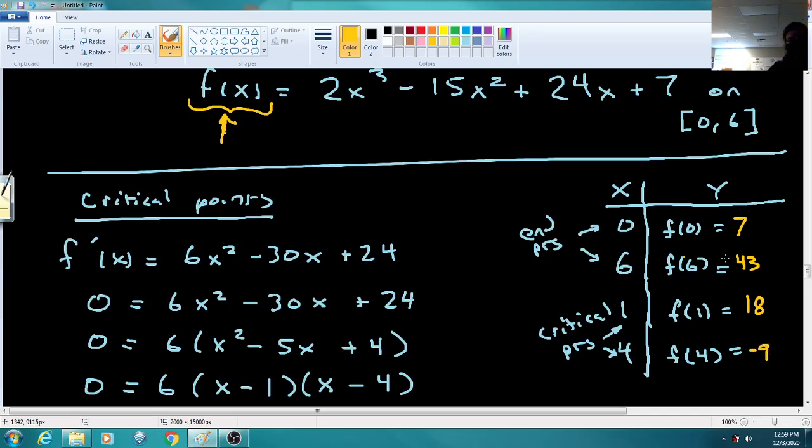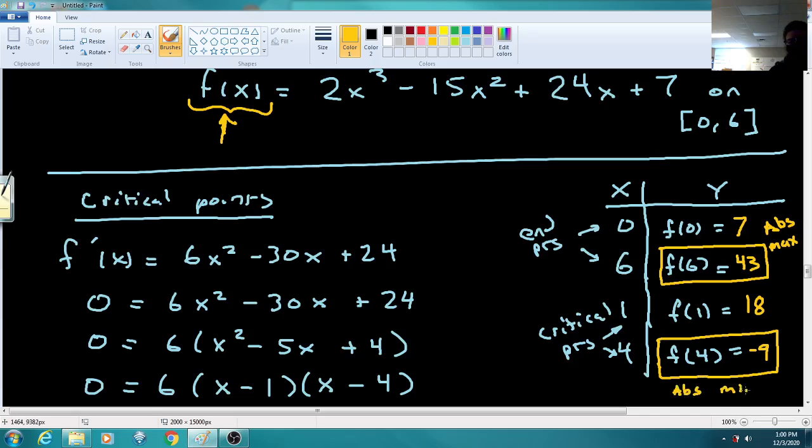So based on this, f of 6, which is 43, that's my absolute maximum. And f of 4, which gave me back negative 9, that's the smallest y value I get back from my endpoints and my critical points. So that's my absolute minimum.